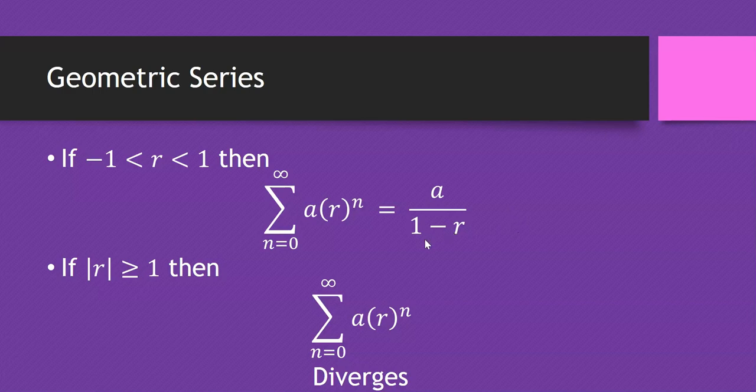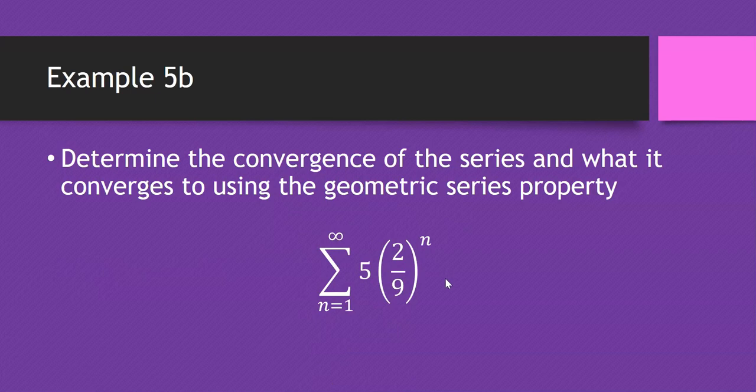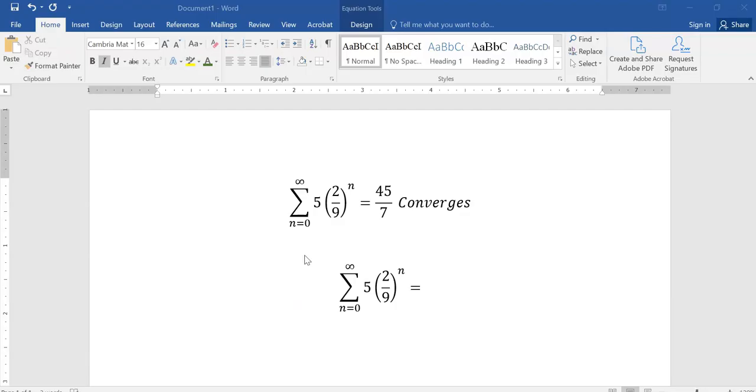But if it doesn't start at 0, we can still use this rule and just utilize it in a slightly different way. We just need to use a little bit of algebra if our summation does not start at 0. Let me give you an example of what I mean by that. We just found out that based on the geometric series, when you take an infinite sum from 0 to infinity of 5 times 2 ninths to the nth power, you get 45 sevenths, or 6 3/7 if you'd rather.